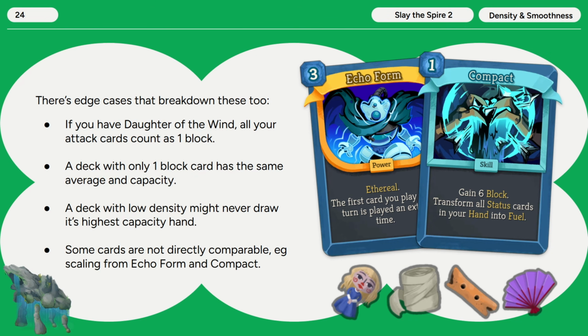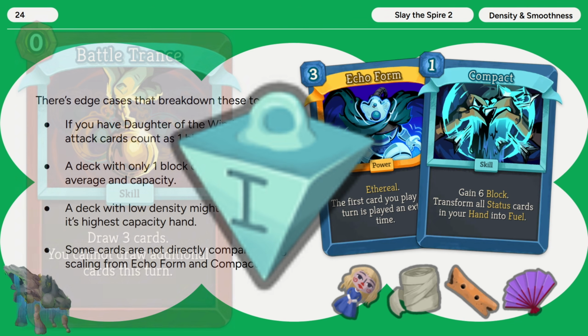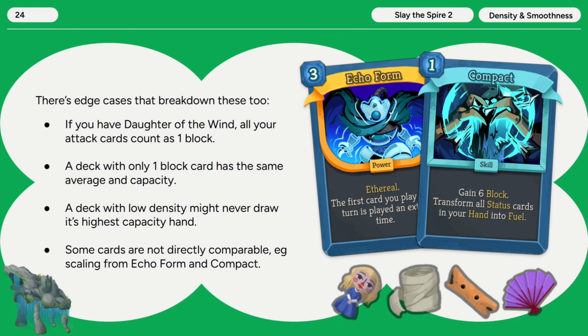A deck with low density might never draw its highest capacity hand. You know, if you only have 3 block effects in a deck, and you do need to draw all those together, and you have very little card draw to support them, no Battle Trance or no Centennial Puzzle or no Swift Potion, your capacity to actually output the amount of block that you need for a particular turn, even though you have the capacity there, the likelihood that you ever draw it together might be simply too low to consider. Earlier I discarded a 2% chance as not necessarily worth consideration. Well, in a lot of circumstances, your likelihood to draw 3 cards in combination is going to be like 2 or 3%. So bear that in mind.